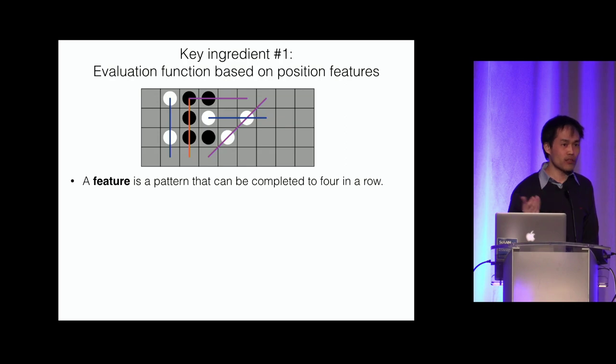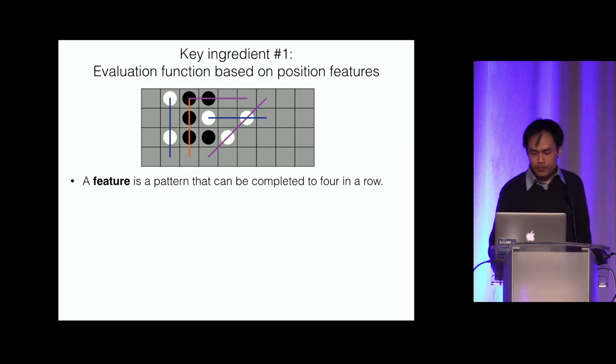So on the way to four in a row, you have to get three in a row somewhere. So we call those features. Two in a row with empty squares surrounding the two, so that it's possible to make four in a row, those are other features. For example, the blue line indicates one of those features. So a feature is a pattern that can be completed to four in a row.